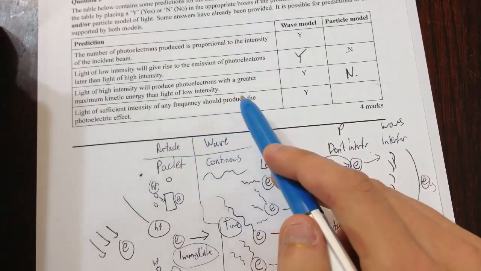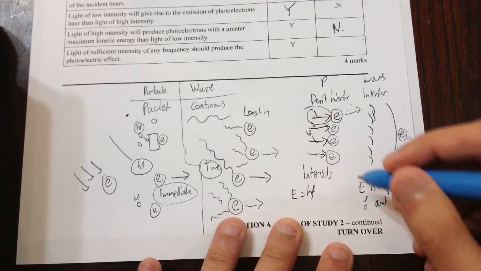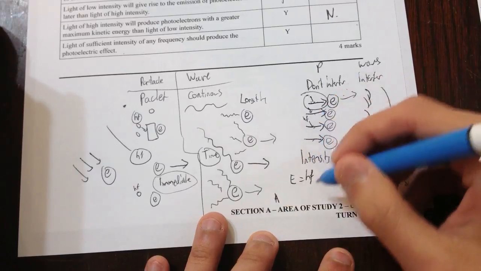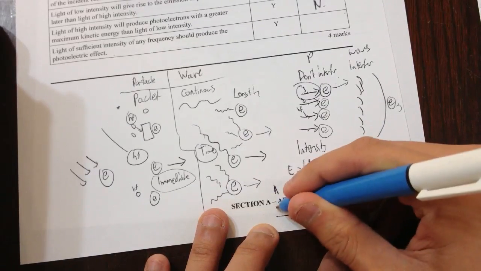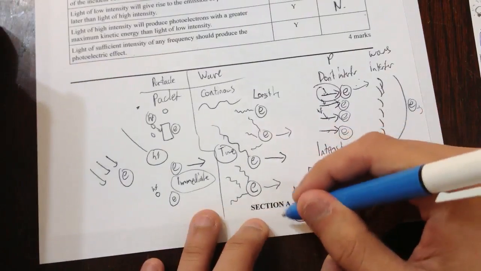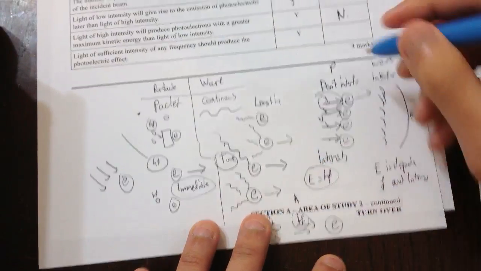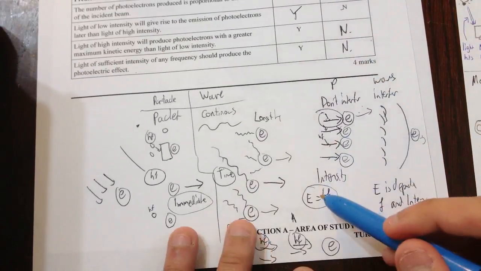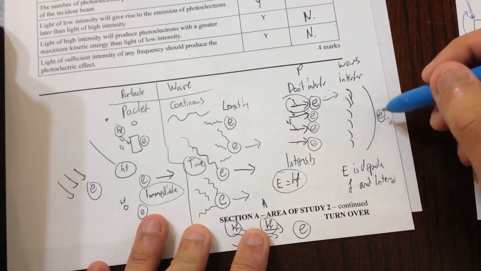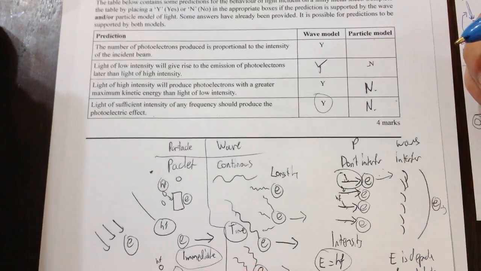Light of sufficient intensity of any frequency should produce a photoelectric event. Again, this is to do with the same idea. Remember, we have a threshold frequency. Basically, if this electron isn't getting enough energy from one particle of light, then it's not going to come out. And that's what we found. So even if we ramp up the intensity, it doesn't do anything, because the energy is only based on the frequency. So this has to be a no. If we have a low enough frequency, we don't get enough energy, we can't get the electron out. Whereas for waves, we can add them all up together again and get the electron out. So this would be a yes. I hope that kind of clears it up.